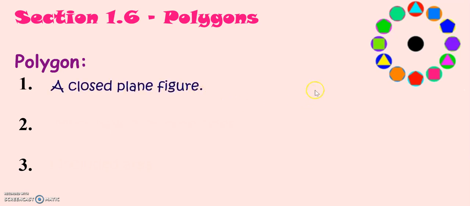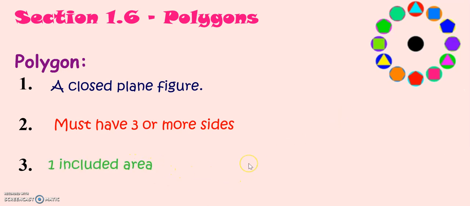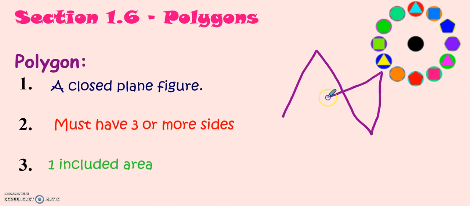So the 3 characteristics of being a polygon, the first one is it has to be a closed plane figure, which means all of the sides connect. It has to have 3 or more sides, and it can only have one included area. So if it overlaps or does anything like that, so for instance if you have something that looks like that, those count as 2 areas, so that would not be a polygon. If it has curves or if it doesn't connect, it does something like that where there's this opening, that would not be considered a polygon.